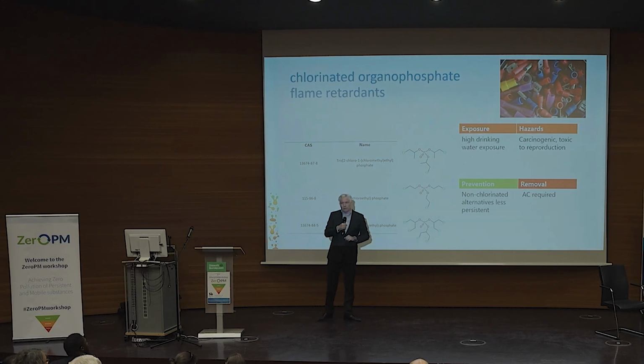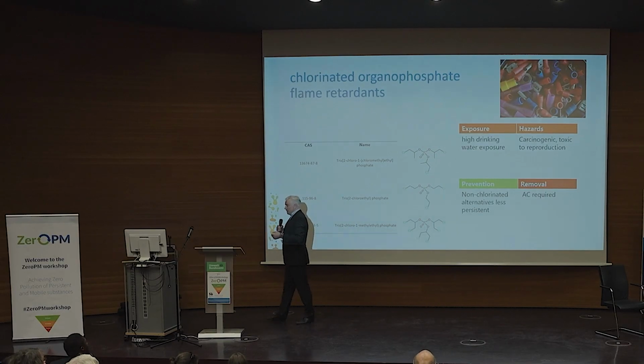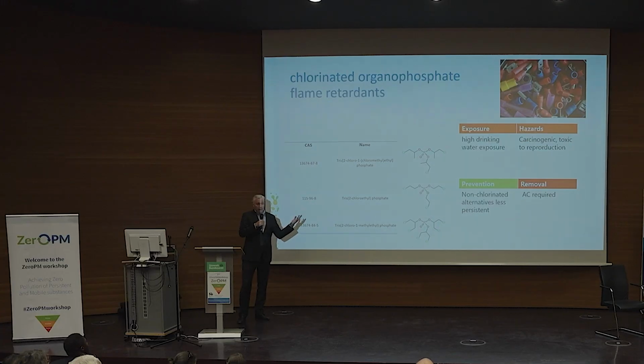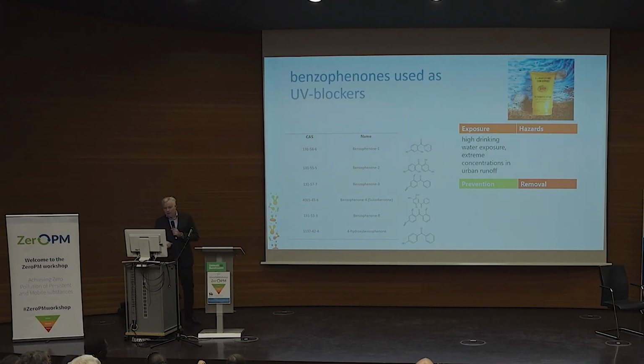But a lot of these are associated with carcinogenicity and toxicity to reproduction. So there's a case to be made that chlorinated organophosphate flame retardants could be substituted for less persistent and mobile alternative flame retardants. But that would have to be looked at.